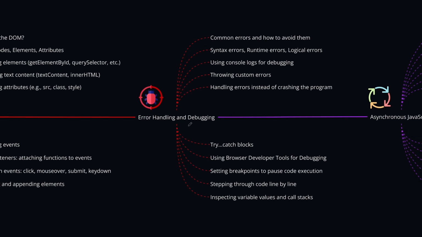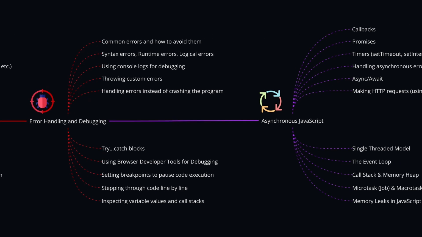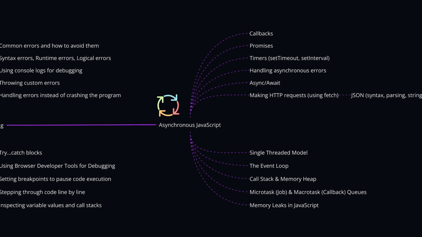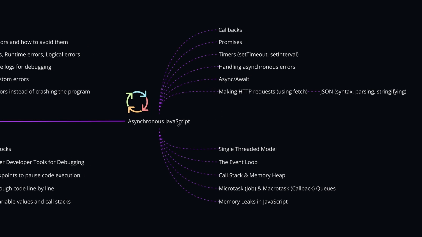We'll understand how to handle errors and how to debug them in the console and also in the browser developer tools. And in the final sections, we are also going to learn about asynchronous JavaScript, things like how to manage time-consuming tasks like network requests or callbacks with promises, async await, and more.